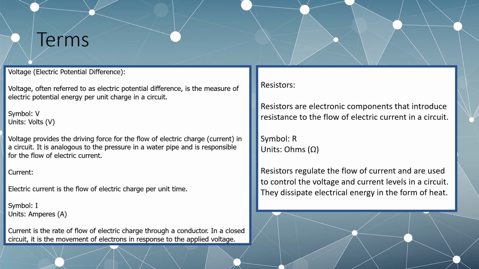Finally, we have our resistors. Resistors are electrical components that introduce resistance to the flow of electric current in a circuit, as the name would suggest. They're given the symbol R, and they're measured in ohms, with the ohms symbol shown there. Resistors regulate the flow of current and are used to control the voltage and current levels in a circuit. They dissipate electrical energy in the form of heat. For example, a light bulb is considered a resistor, as it resists that flow of current and gives off other energy.